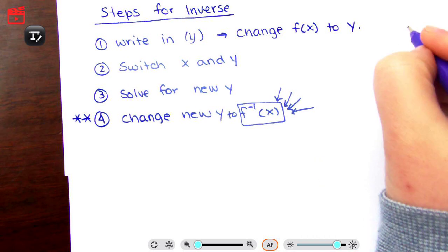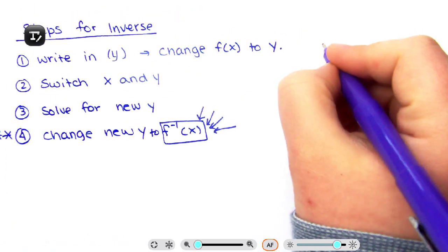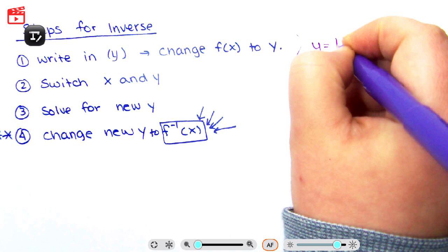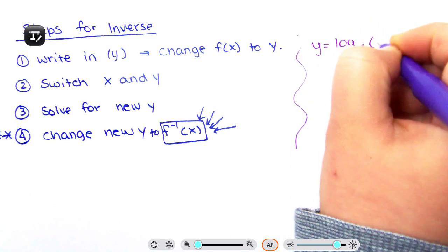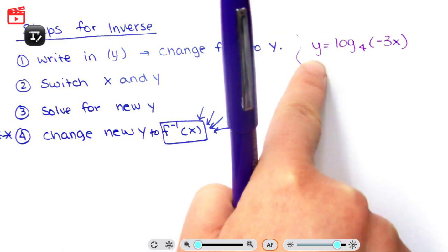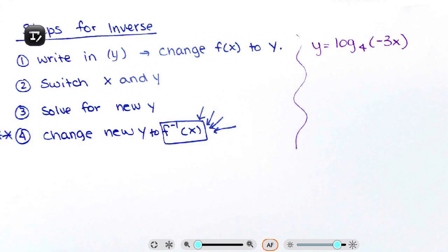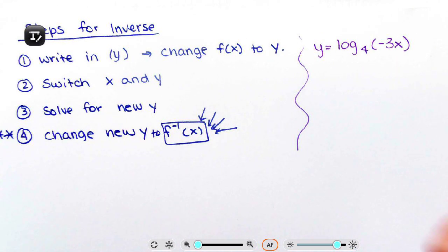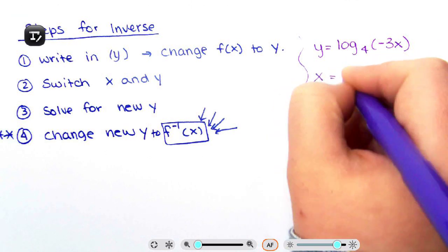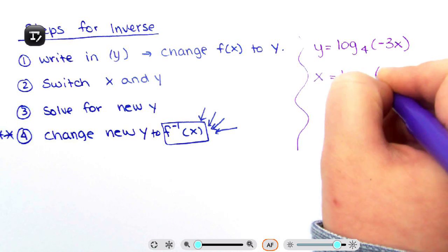Okay, so we have, I'm going to shift this over. For number 9, we have y is equal to log base 4 of negative 3x. Step number 1, change it to a y. It's already a y, so step number 1's done for me. Now I only have 3 more steps. Step number 2, switch x and y. So now this becomes an x, and this becomes a y.